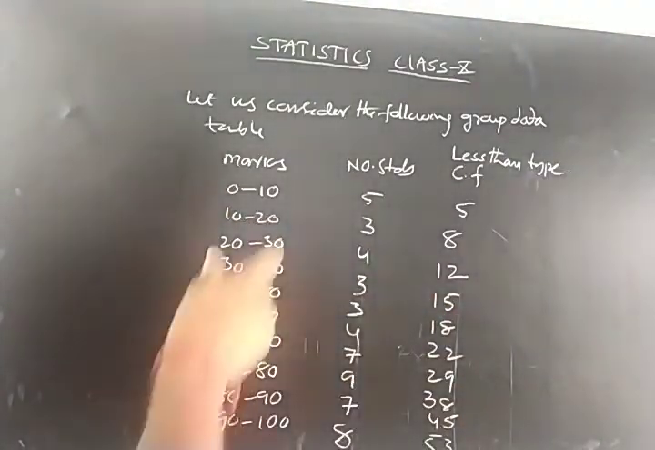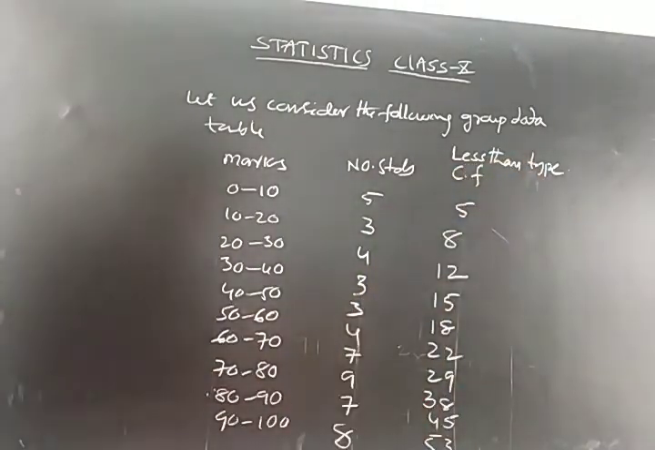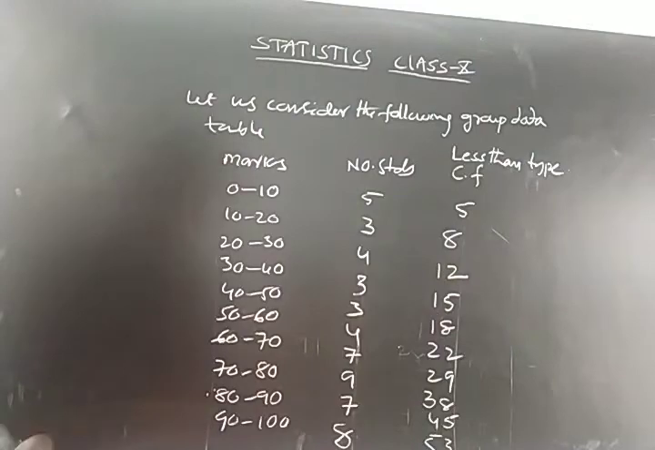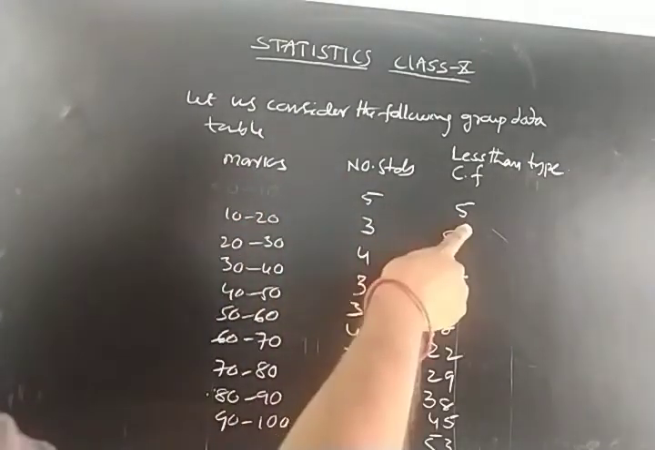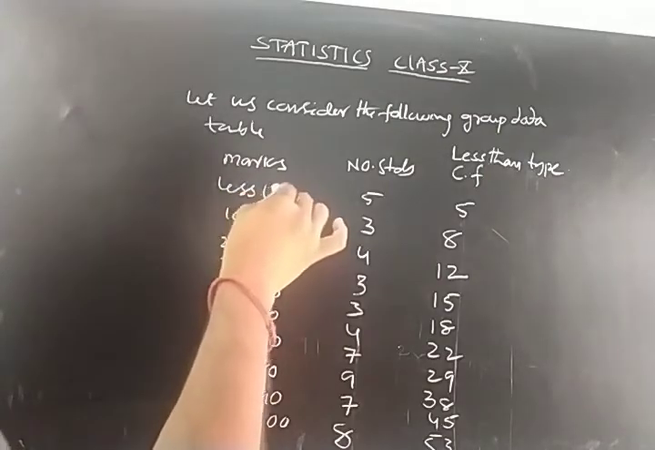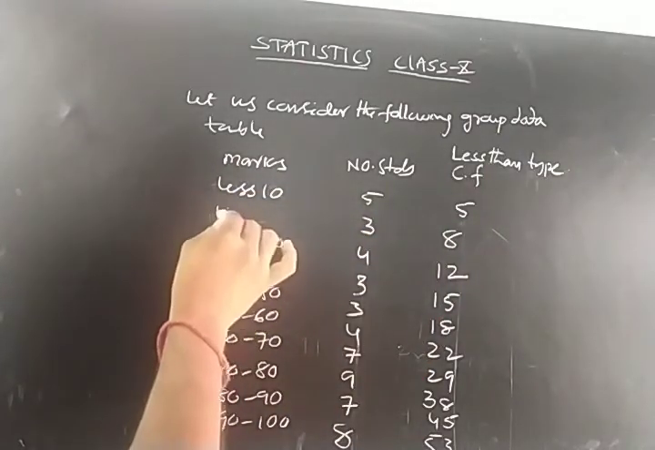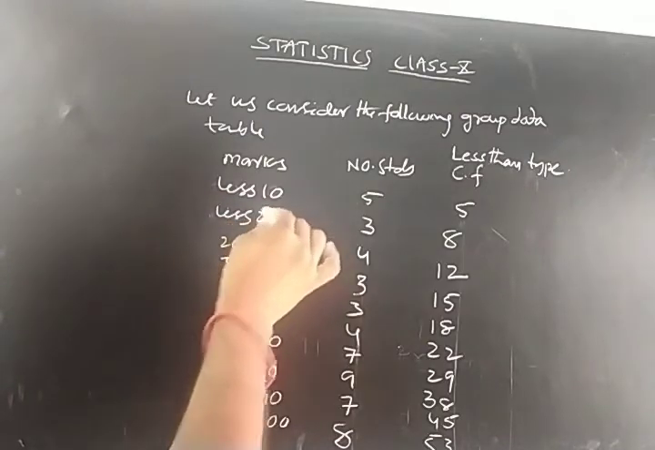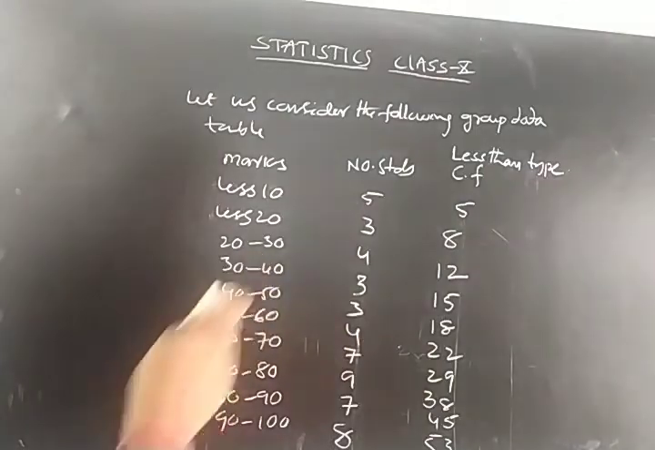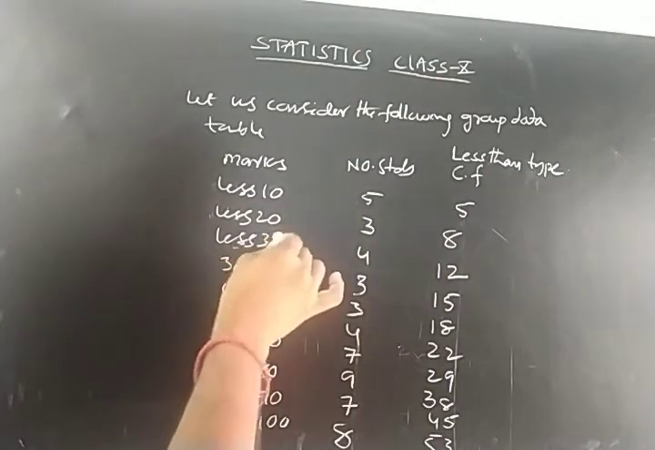Actually, in the question you will have the intervals and number of students. When you are converting into less than type cumulative frequency, in the last column you write the cumulative frequency, 5 students. So less than 10 marks, 5 students. Here you have to write less than 20, which means 0 to 20 marks, 8 students. Next less than 30.